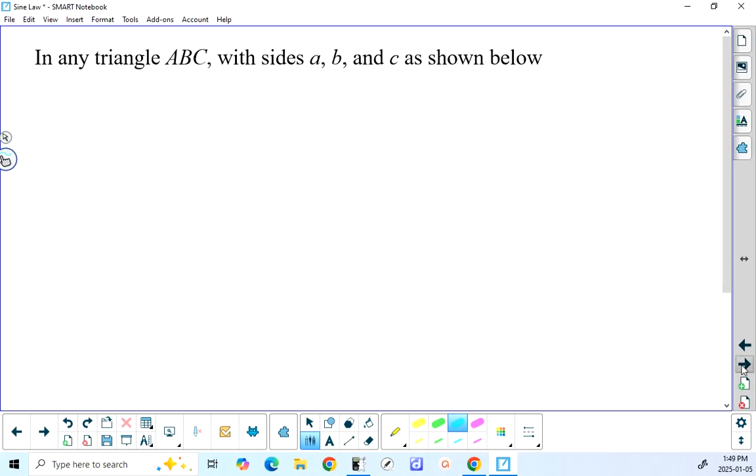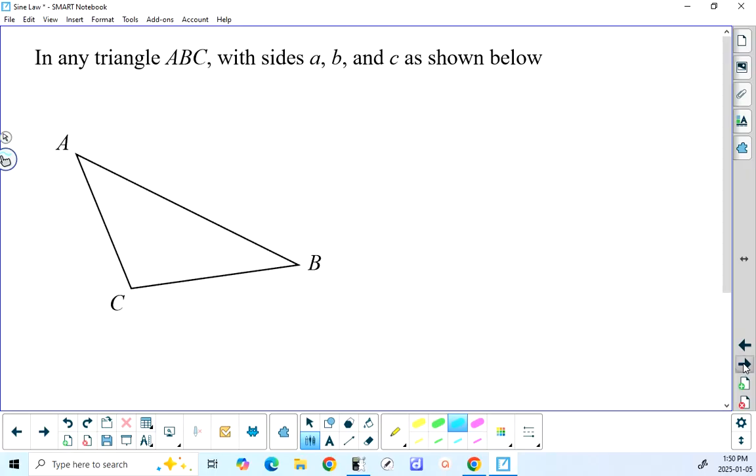So what is the sine law? Well, to begin with, I want to review the notation of a triangle. The triangle ABC that I'm going to show you up here on the screen will look different in some ways than the triangle that's on the paper that you're writing on and following along with.